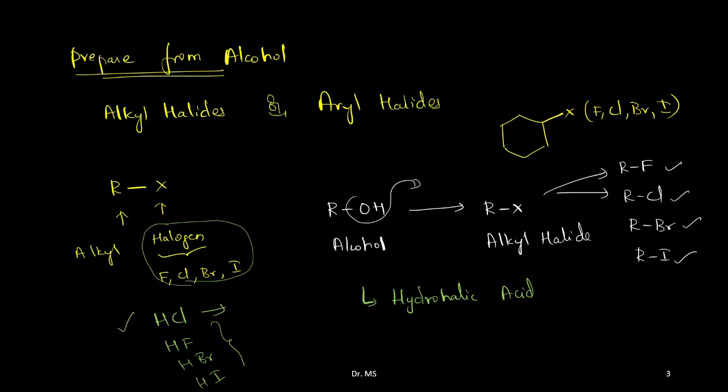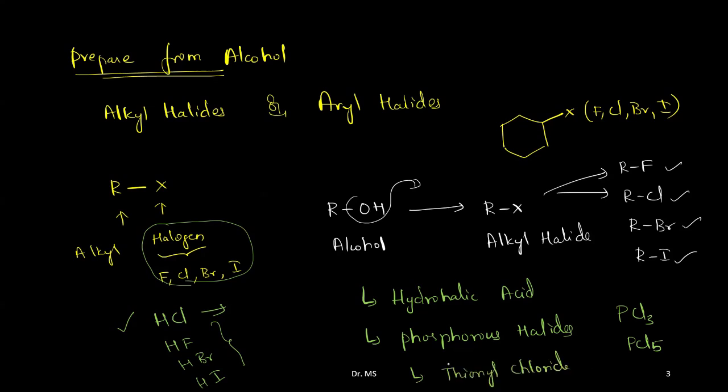So we are using HCl, HF, HBr, HI as a reagent for doing this reaction, or we are using the phosphorus halides. Phosphorus halides, again, phosphorus with some halide like PCl3, PCl5. And we are also using thionyl chloride. Thionyl, in the sense, is sulfur and chloride. So SOCl2, all those compounds.